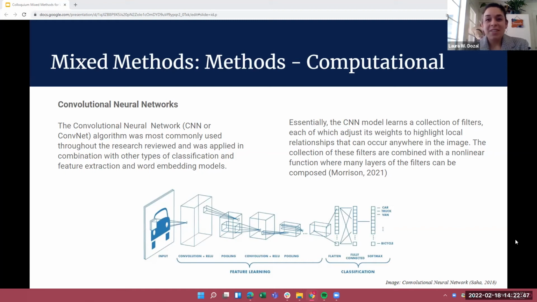So essentially, the CNN model learns a collection of filters, each of which adjusts its weight to highlight local relationships that can occur anywhere in the image. The collection of these filters are combined with a nonlinear function, where many layers of filters can be composed. That was a description that Dr. Morrison here at the iSchool provided, which I thought was very helpful. And there's a visual review of that.